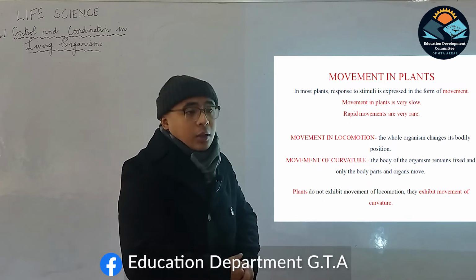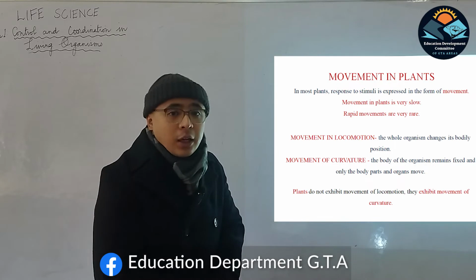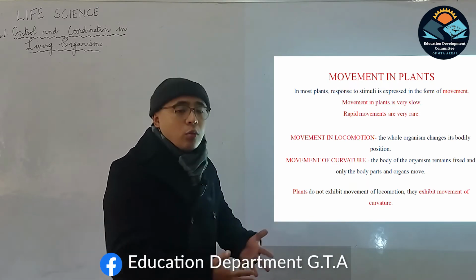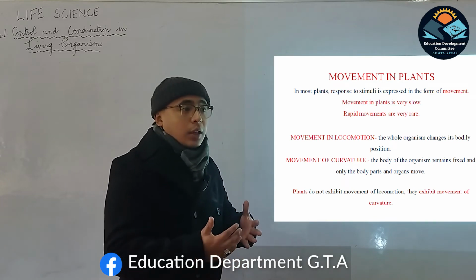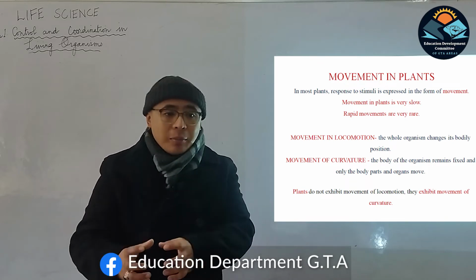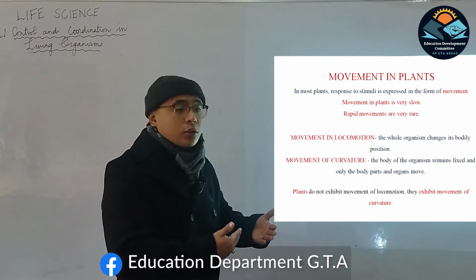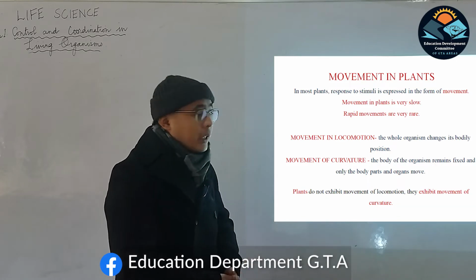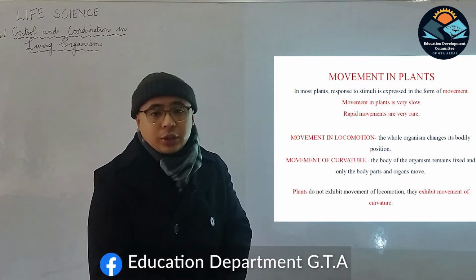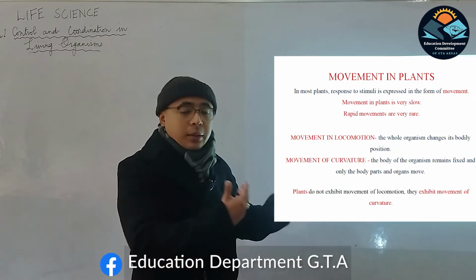Now, when we talk about movement, we must discuss two types of movements. The first type is movement of locomotion. Now, locomotion itself refers to a certain body moving from one place to another, where their entire bodily position changes. So therefore, movement of locomotion is a type of movement where the whole organism changes its bodily position. It moves from one place to another by changing its bodily position.